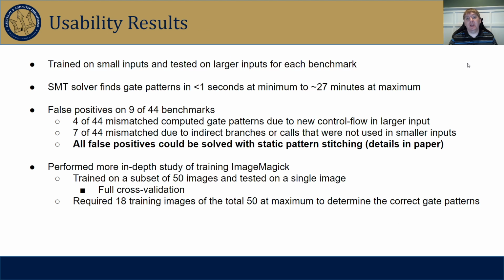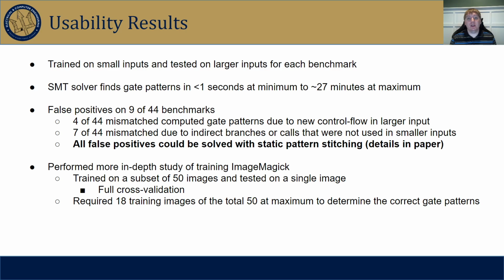We measured the usability of Hurdle by training it on smaller inputs and testing on larger inputs for each benchmark. We found that our SMT solver could find the gate patterns sometimes in as little as 1 second at a minimum, and then for the largest applications we looked at, in up to 27 minutes. We do realize that with even larger applications, this could become an issue, that the SMT solver might not be able to find a satisfiable assignment or find something that is unsat in a reasonable amount of time. We leave this to future work to work around this issue.